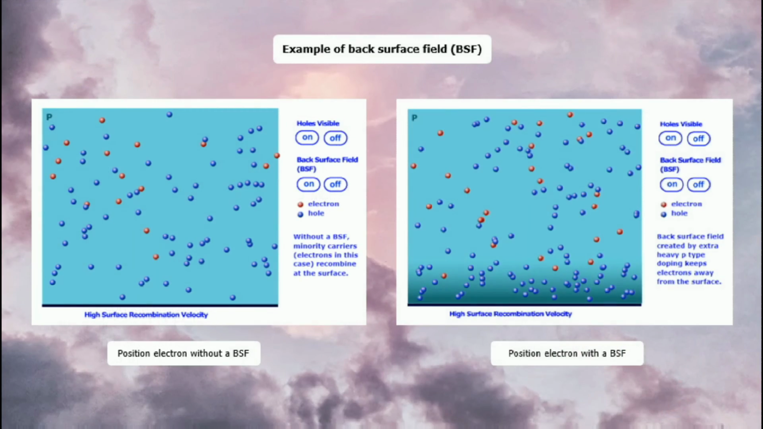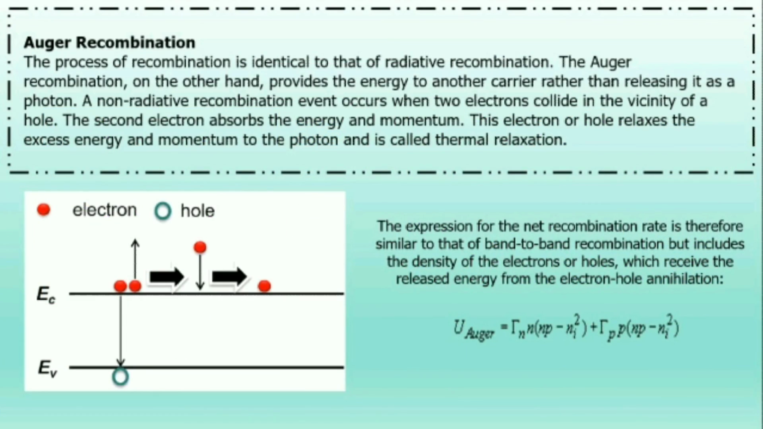This is the example of the band. Auger recombination is a process that is identical to radiative recombination, but the Auger recombination, on the other hand, provides the energy to another carrier rather than releasing it as a photon. A non-radiative recombination event occurs when two electrons collide in the vicinity of a hole. The second electron absorbs the energy and momentum. This electron then relaxes the excess energy and momentum to the phonon, which is called thermal relaxation.